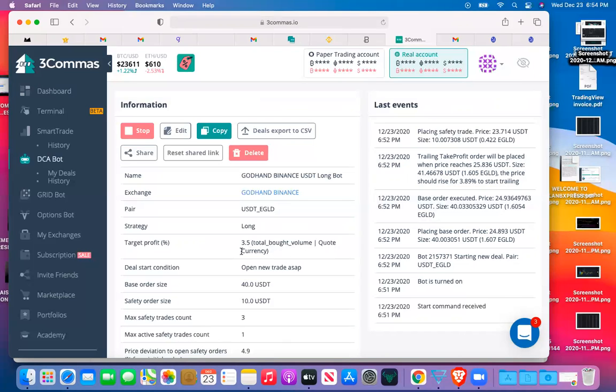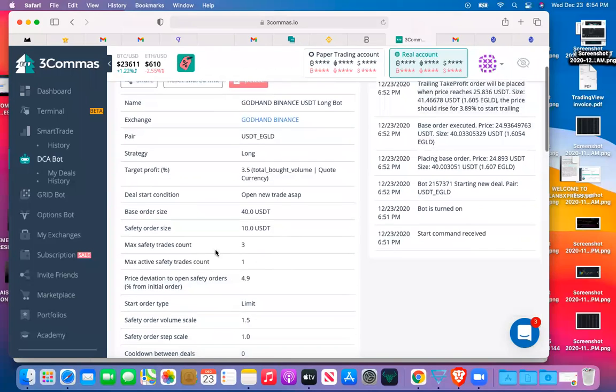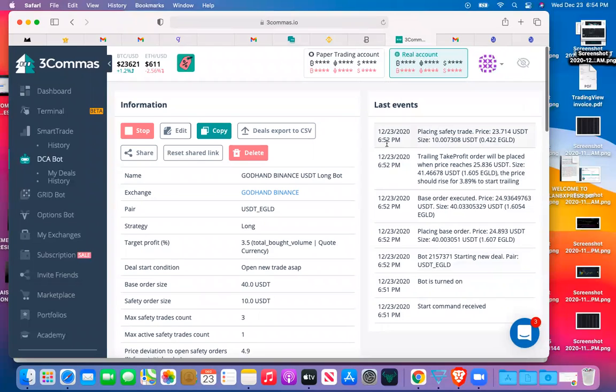Okay, bought volume. All right, maximum safety trade, and now it has placed one order here. Can you see? Placing safety trade price 23.714. Now size 10.8, that's 0.42 e-gold. Now, why is the price at this? That is the deviation of 4% from this executed price, 24.936. That's the deviation of 4%.